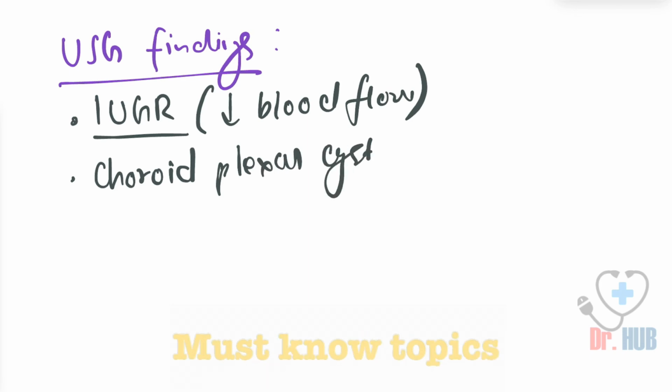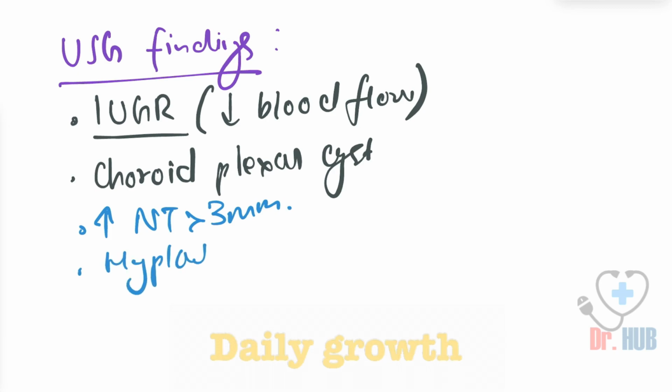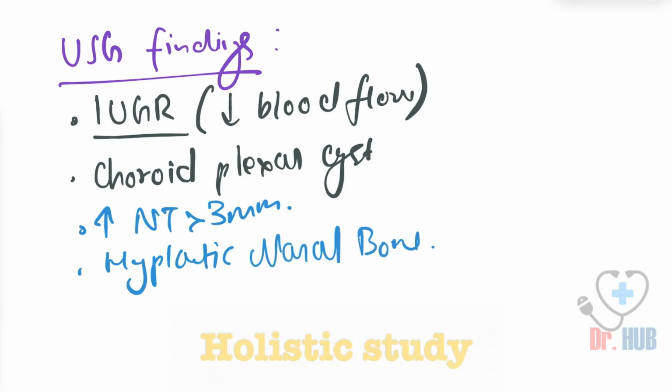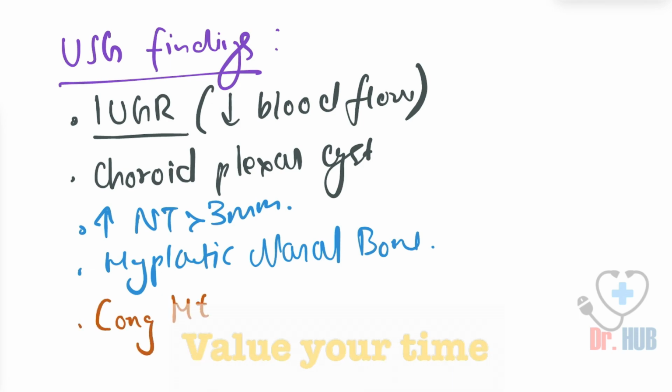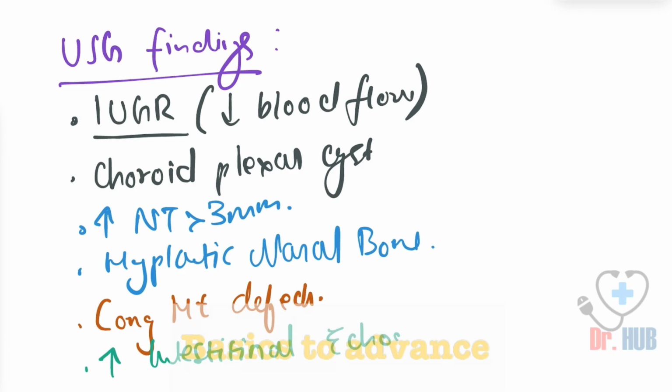Next there is increased nuchal translucency, that is the NT, greater than 3 mm. There is also hypoplastic nasal bone, congenital heart defects, and increased intestinal echogenicity.